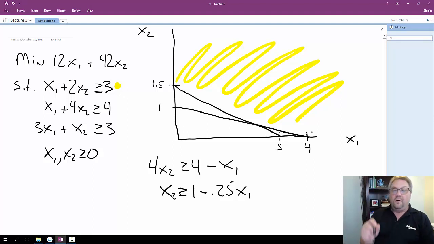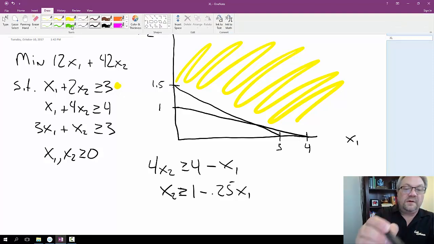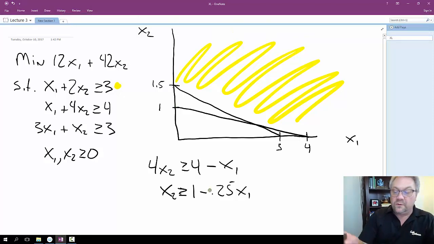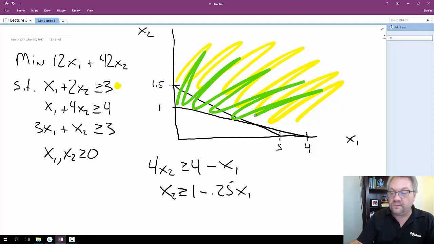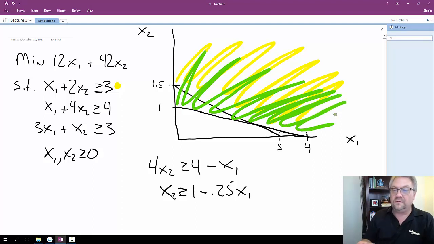That's good enough. Here, use green. So again, greater than or equal, so anything that's higher than that. Okay, there we go. So what's the point?